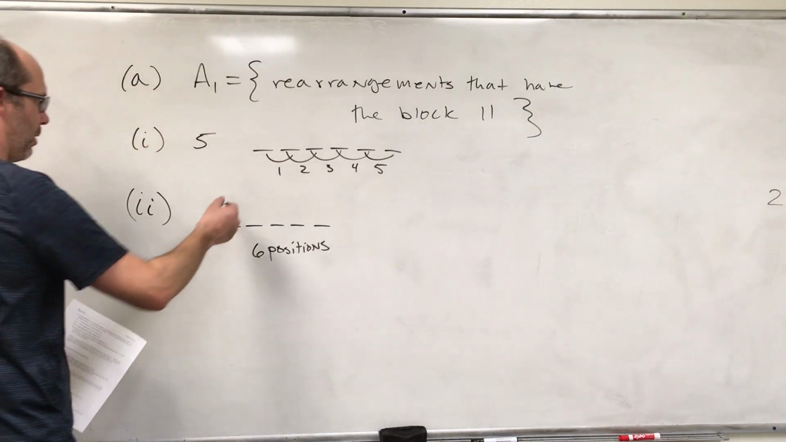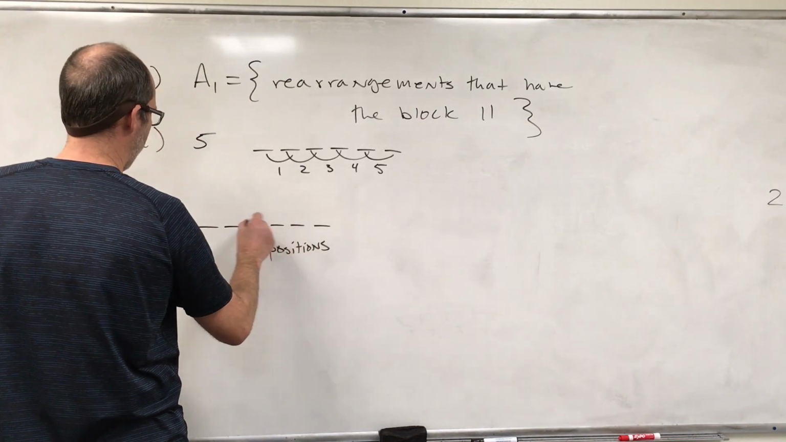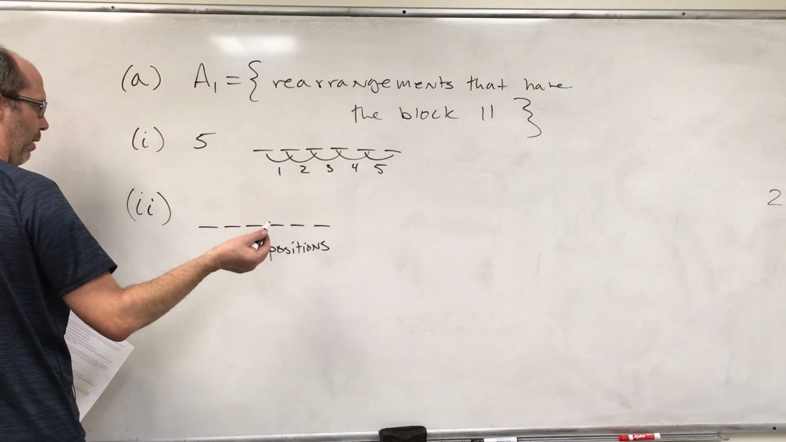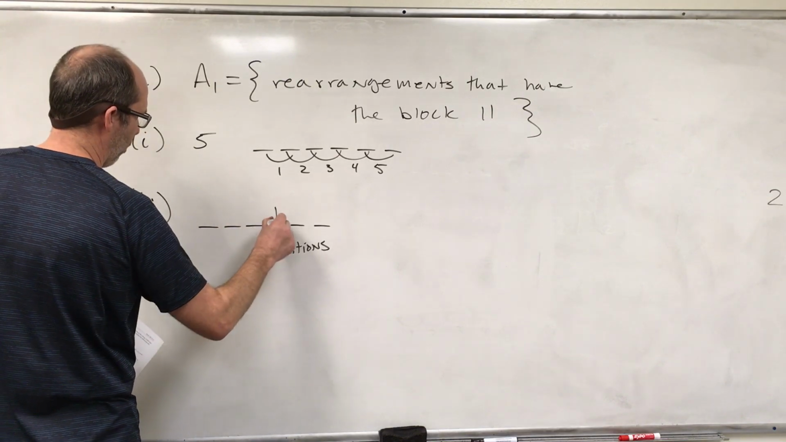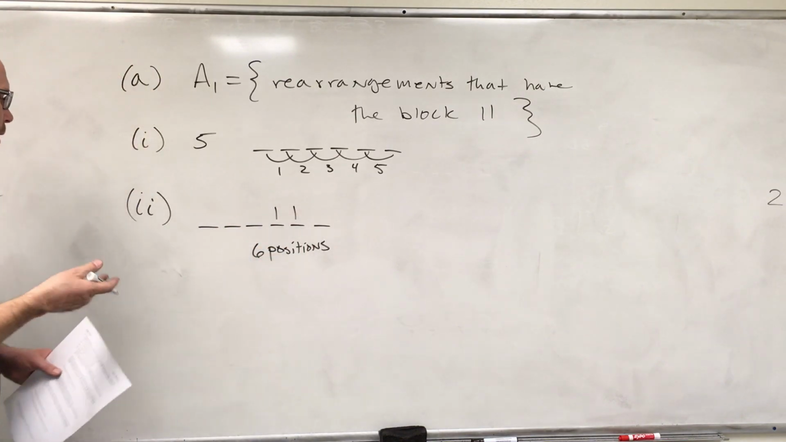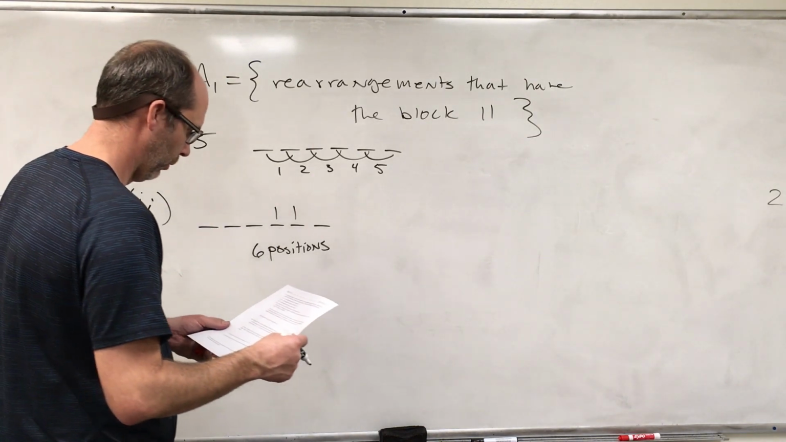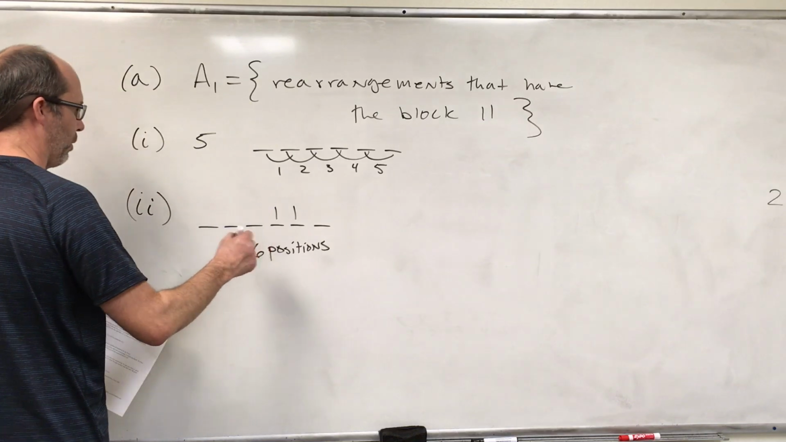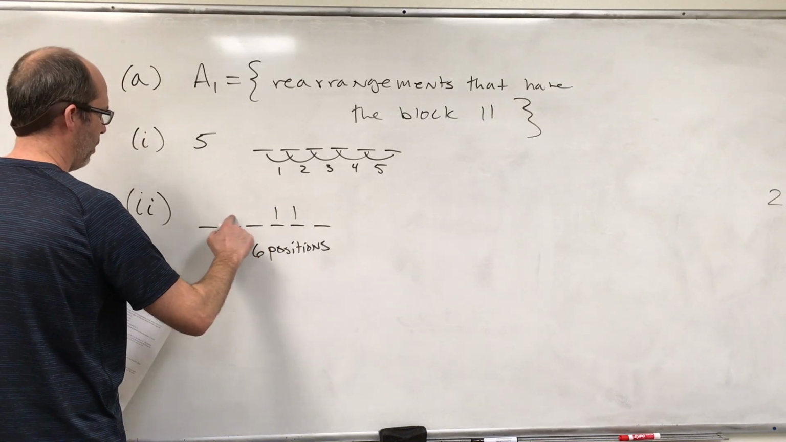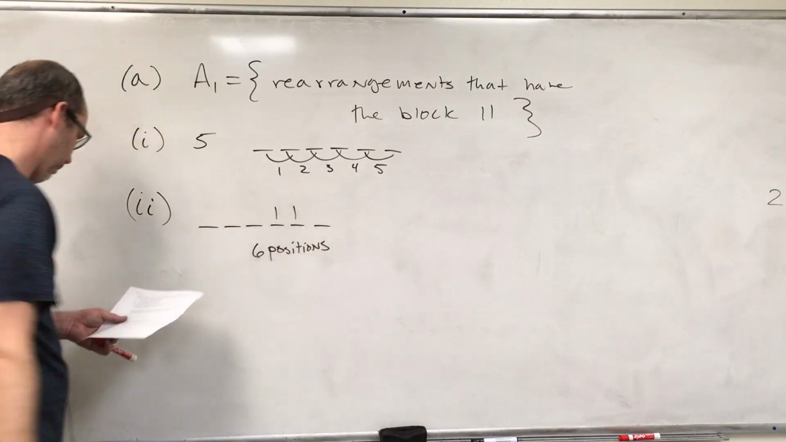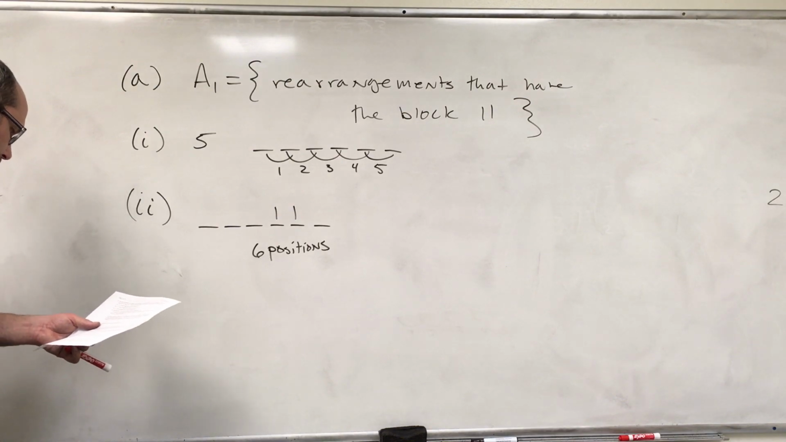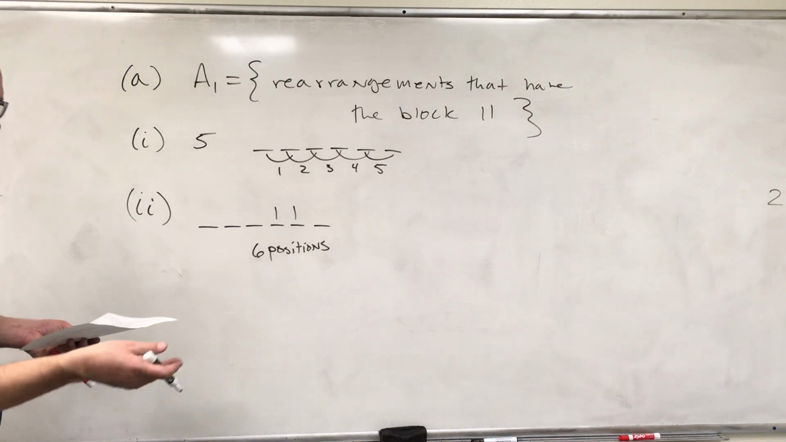You've got 6 positions. Now let's see. Let's say we chose to put the block of 1s right there. Now this leaves 4 remaining positions. These 4 positions, 1, 2, 3, 4, are for the two 2s and the two 3s.